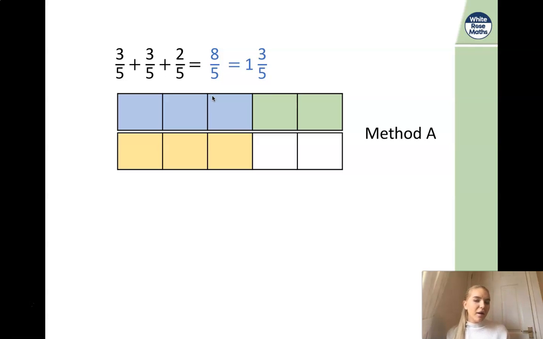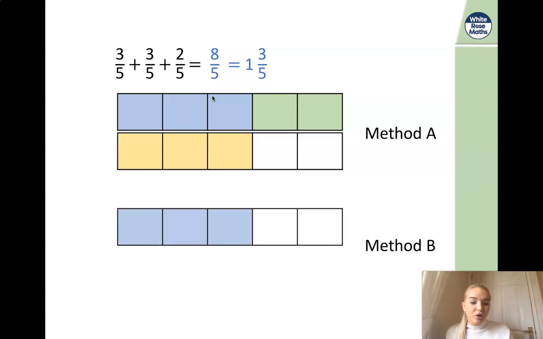Fantastic. However, this is just one method that we could use. We could use that method by drawing out all of our bars first, working out how many fifths are on each bar, and then adding them together and then moving them across to make our wholes. But I'm going to show you a bit of a quicker method, okay?